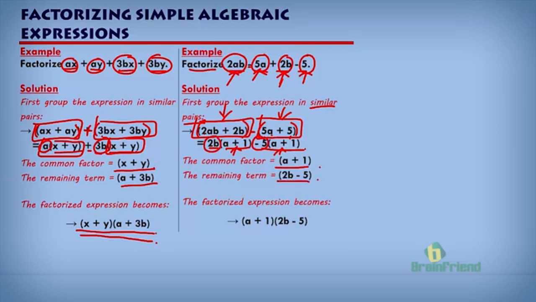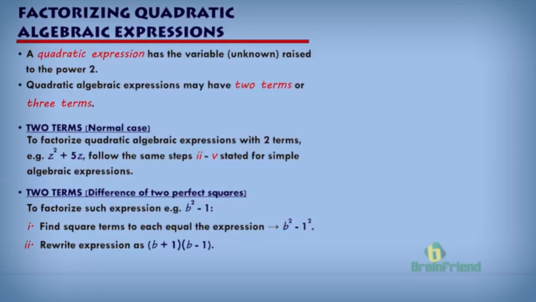Our factorized expression is the multiplication of our common factor with the remaining term. So we have a plus 1, all in brackets, 2b minus 5. And this is our factorized expression. So far, we've been able to work on simple algebraic expressions. Now, we'll see how to factorize quadratic algebraic expressions.